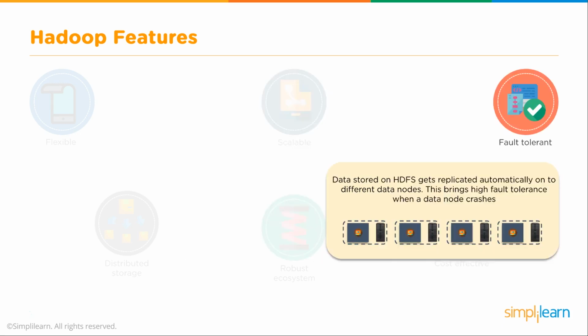And we discussed a little bit about fault tolerance. Usually when we talk about fault tolerance, I always think of point of failure. So data stored on HDFS gets replicated automatically onto different data nodes. This brings high fault tolerance when a data node crashes. So what this means is you're throwing commodity machines in there. You know they're going to crash. You know that you're going to get a percentage of them that aren't up to par.